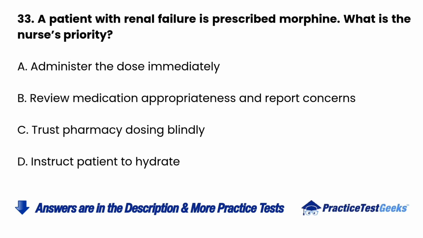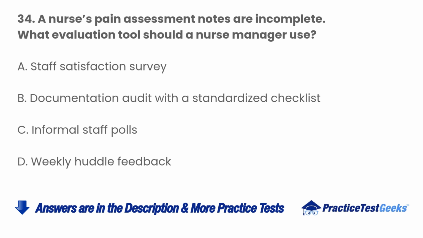33. A patient with renal failure is prescribed morphine. What is the nurse's priority? A. Administer the dose immediately. B. Review medication appropriateness and report concerns. C. Trust pharmacy dosing blindly. D. Instruct patient to hydrate.